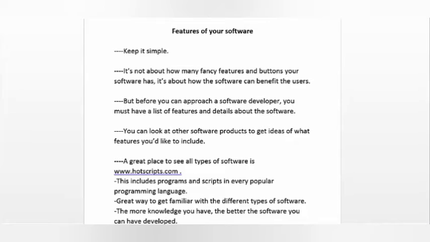All right, so let's talk about coming up with a list of features and details of what your software is going to include. You've got to remember to keep it simple though, because it's not about how many fancy features and buttons your software has. It's about how the software can benefit the user. Because sometimes it's the most simple software that can become a best selling product.